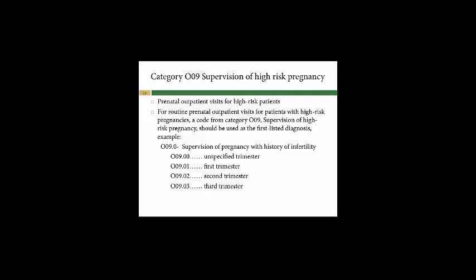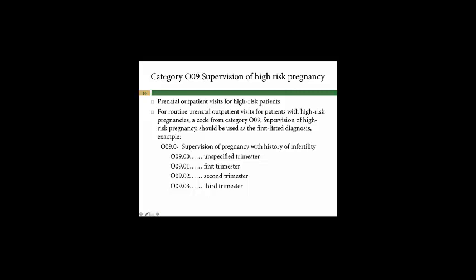So now I'm talking about the category of code O09, supervision of high-risk pregnancy. And there are a lot of different types of high-risk pregnancy that we would be including that are included in this category. So patients with a history of infertility, ectopic or molar pregnancy, poor reproductive history, a young or an old patient, we would use a code from this category. So here we have supervision of pregnancy with history of infertility, and again, it's by trimester.